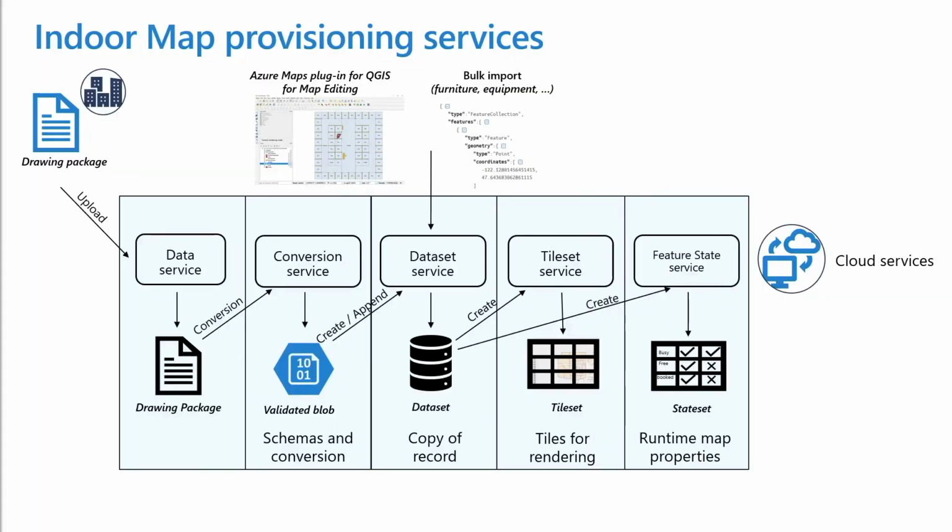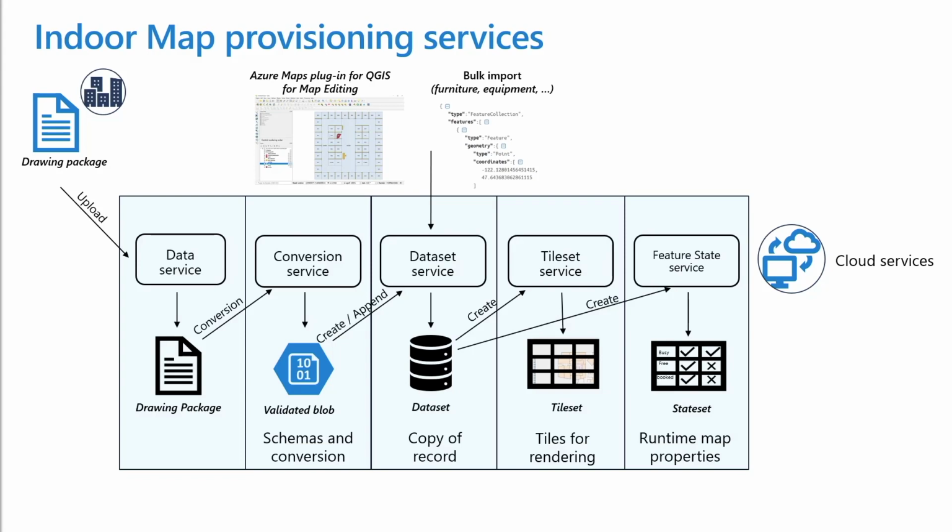Now, let's do a deep dive on how the indoor mapping provisioning service works. First, we have the drawing package. The drawing package is uploaded through the data service. This will execute a conversion using the conversion service. It will store it in a validated blob with the schemas and the conversion file. Next, you can create the dataset service. This will store a copy of your record.